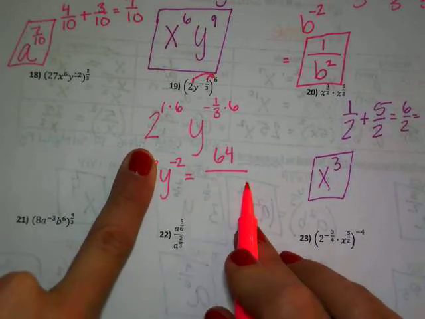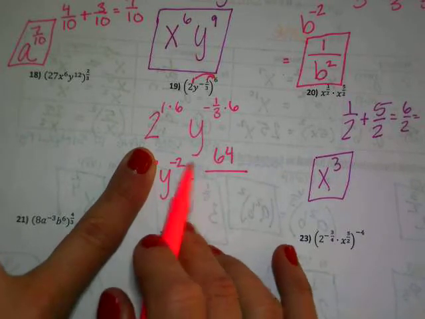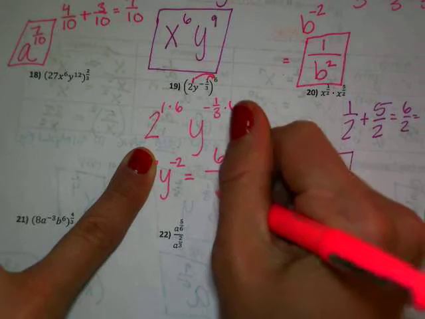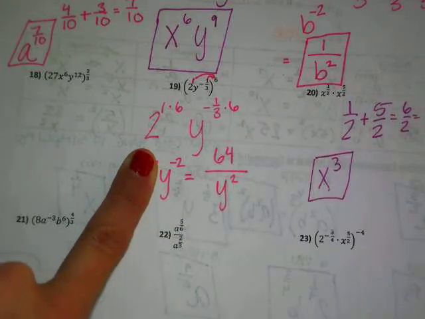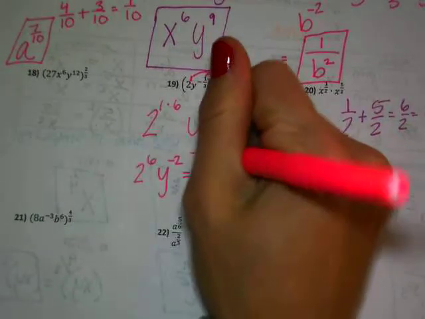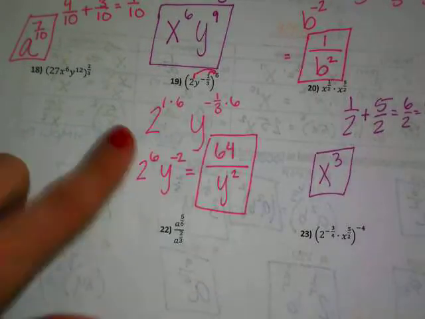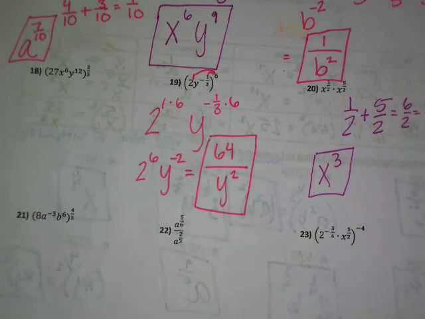And I put this fraction bar here because this guy's negative, right? And so then the y squared goes on the bottom. How did it turn positive? Because I put it on the bottom because it was negative. So when you put it on the bottom, it turns positive.